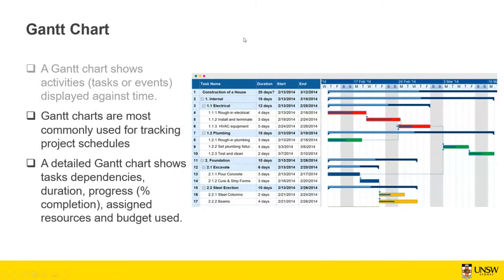So Gantt charts are most commonly used for tracking project schedules. You can see that if any task is overdue or over budget, you can track it down and see what you can do. So it's the tool that the project manager should have.